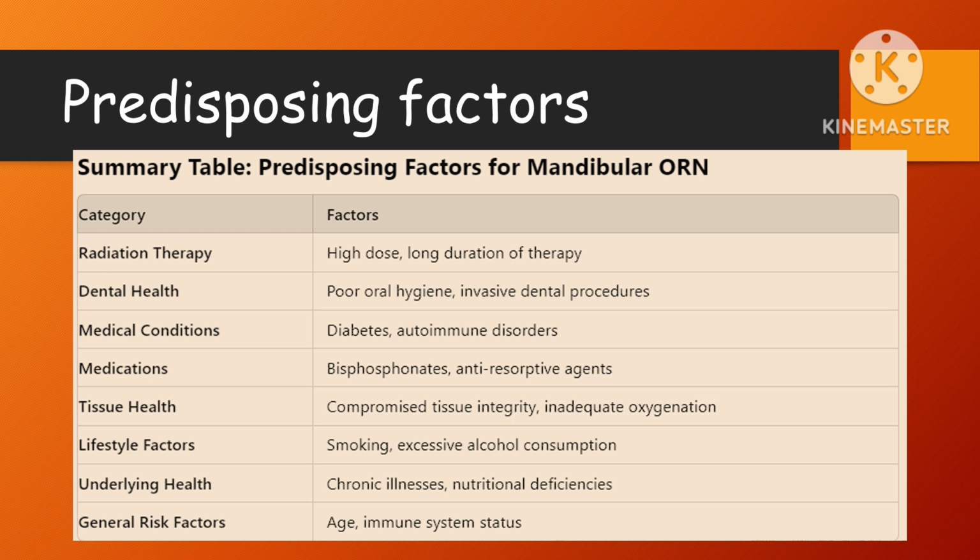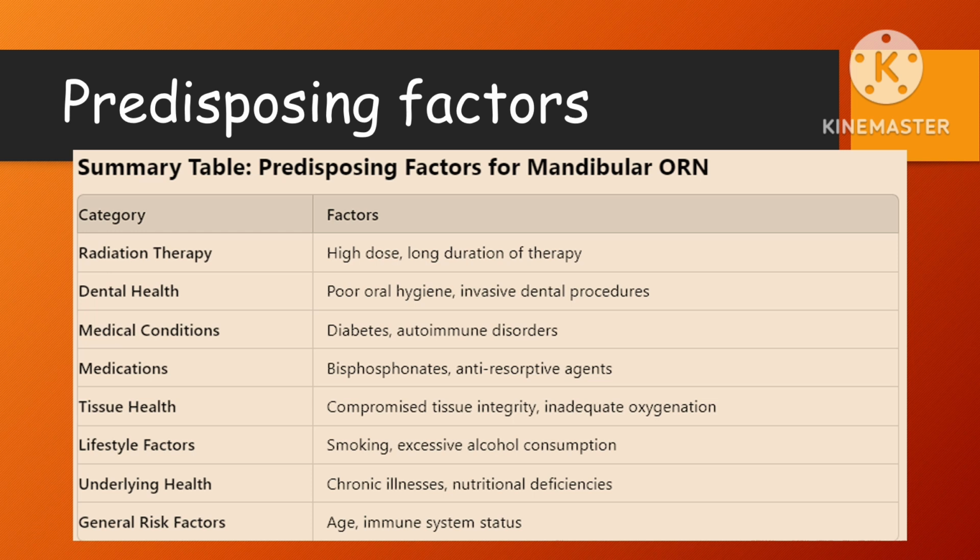Medically compromised patients having poorly controlled diabetes or any other autoimmune disorders, such as lupus erythematosus or rheumatoid arthritis, can have affected overall bone health and healing. Among medications, bisphosphonates, which are used to treat osteoporosis, can contribute to medication-related osteonecrosis of the jaw, and along with these, other medications, anti-resorptive agents, which affect bone metabolism, can also increase the risk of necrosis.